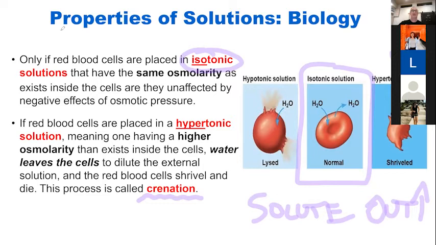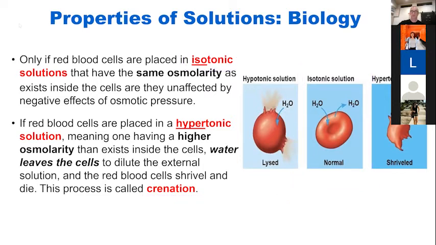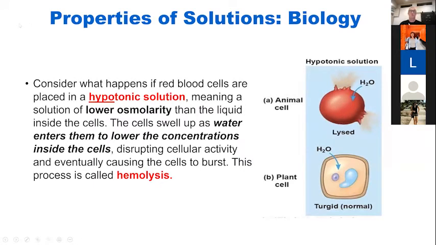Now, the other thing that can happen, if we were to put red blood cells in just water, like no salt at all, that would be a hypotonic solution, hypo meaning less. That would mean we'd have basically no salt at all. And so there'd be a much, much higher concentration of solute inside the cell. And so water molecules are going to go where there's a higher concentration of solute.